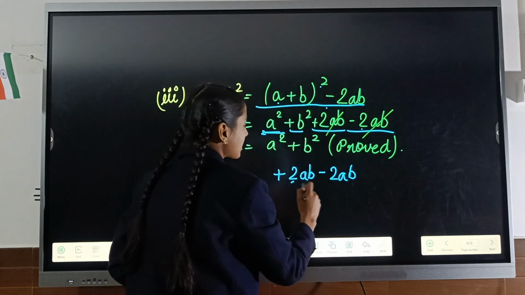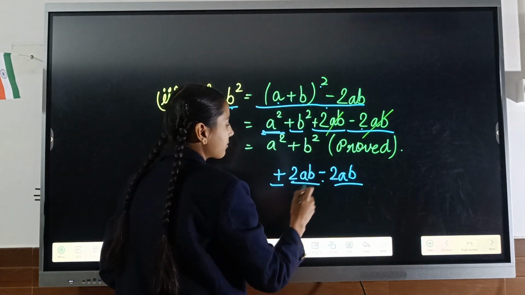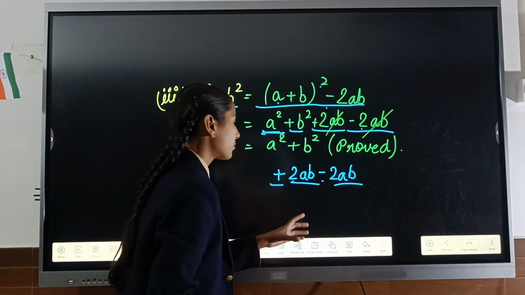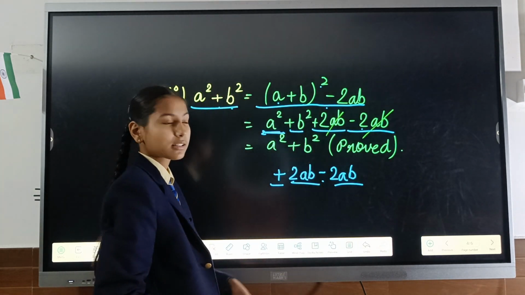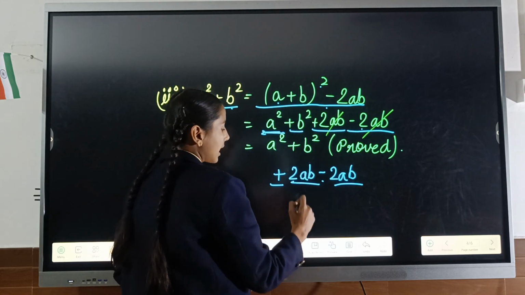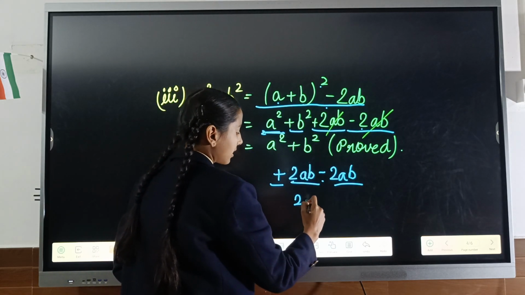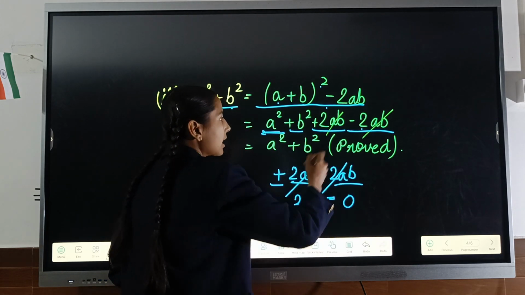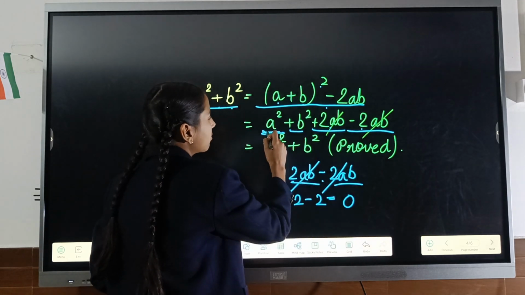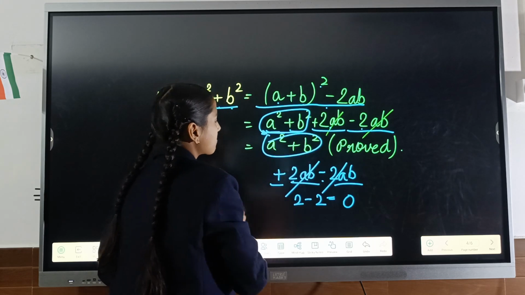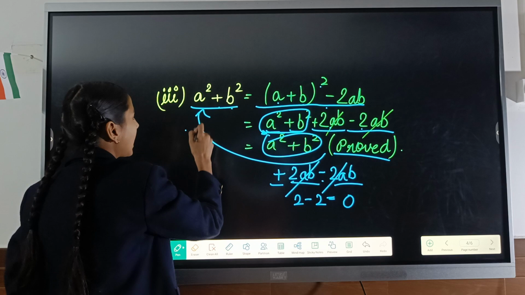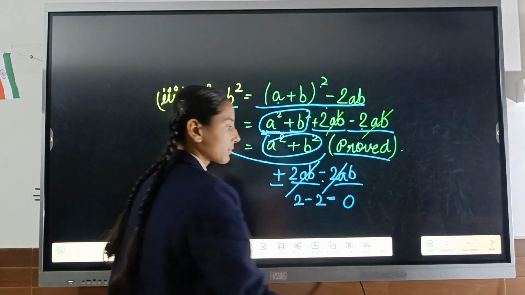The digits are same, but the signs are different. We will get the difference of the digits. For example, if we minus 2 minus 2, we will get 0. So we simply cut them. Here we have cut them. We will get a square plus b square. So it is proved that our LHS has come.